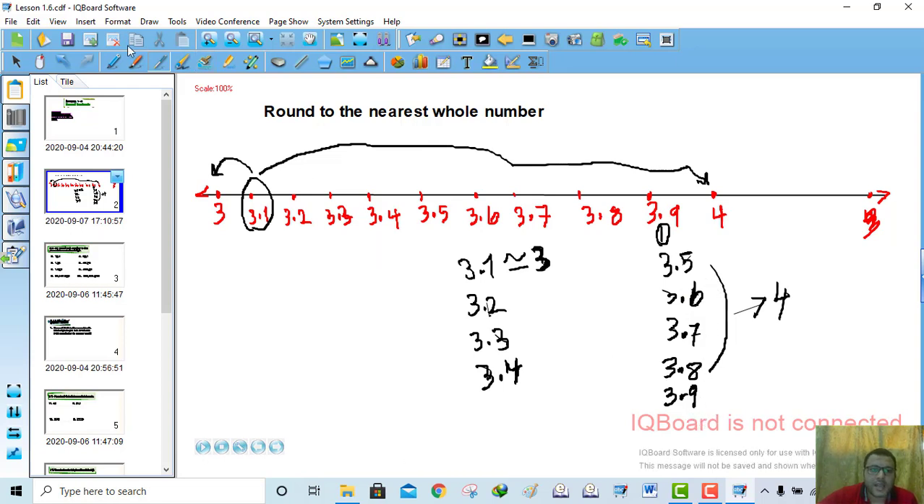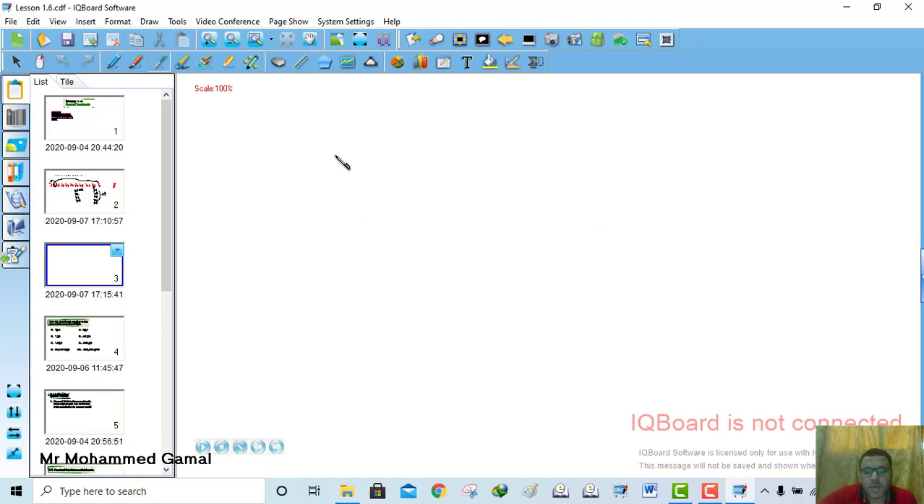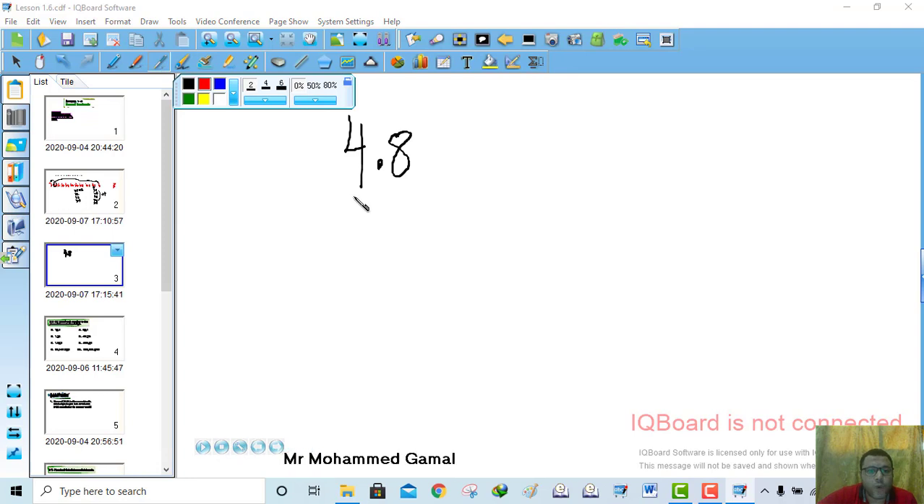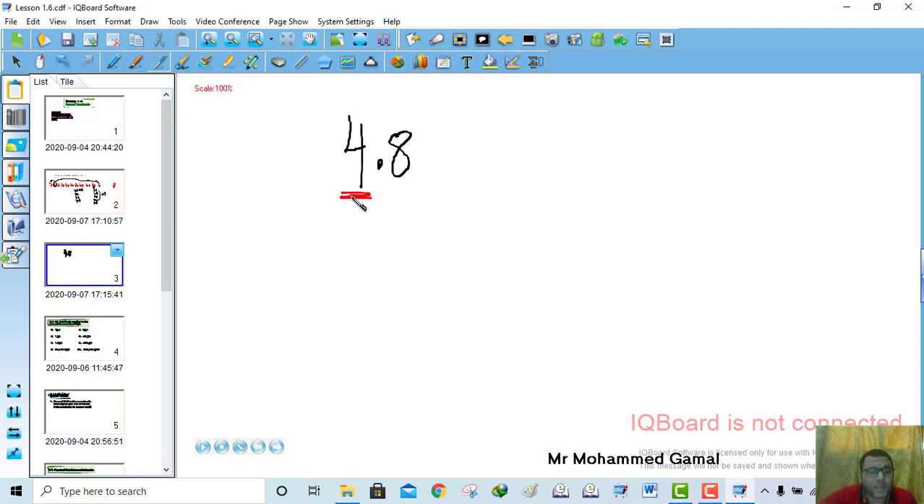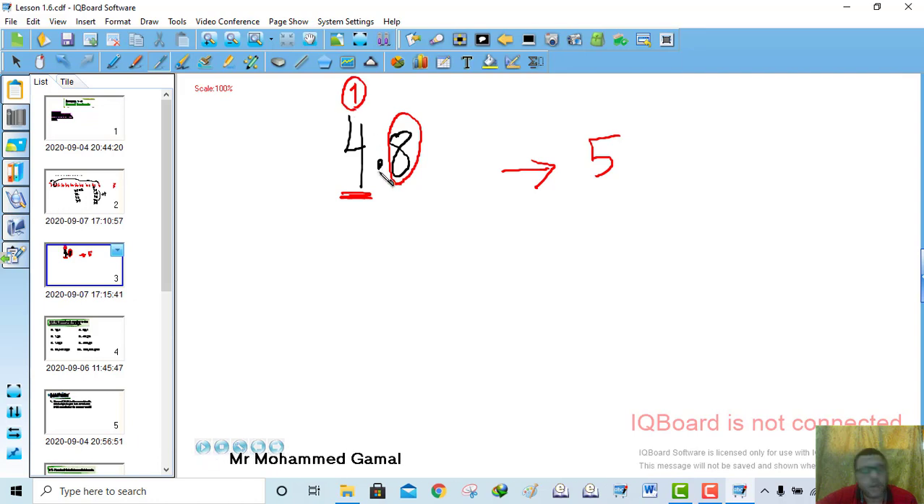Okay, let's take another question here. If I'm asking you to do rounding to the nearest whole number for 4.8, and he underlined for you the ones place, this is rounding to the nearest whole number. So the answer, is it 4 or 5? In this case, to do rounding, the answer is 5. Why? Because 8 is a strong number. Because of this, we are going to add a 1.